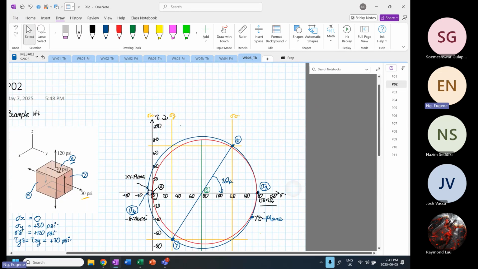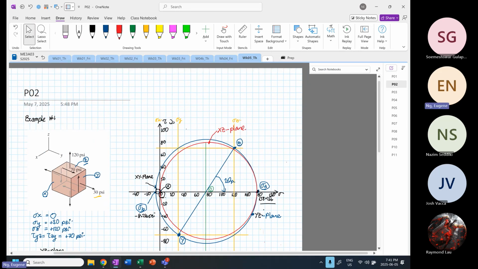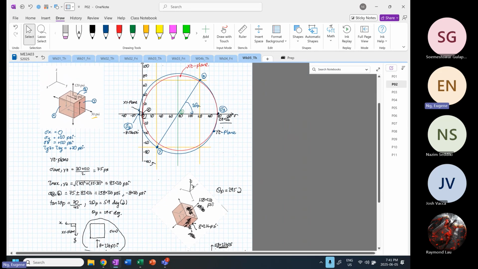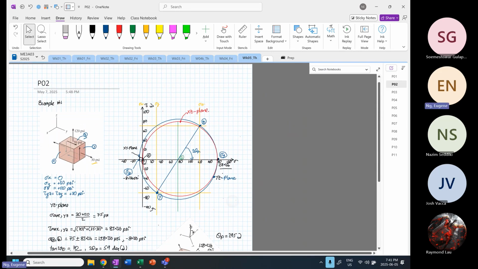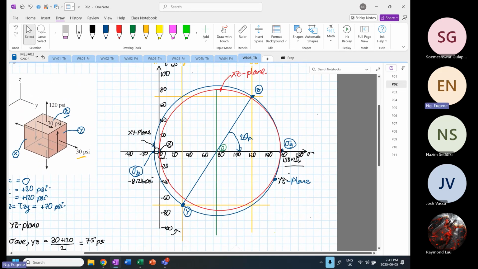So this is your XZ plane. Over here, this circle belongs to your XZ plane. So what we have learned from here is this is our first time sketching a 3D Mohr circle. And now you know how to label the planes, like what plane this circle belongs to.